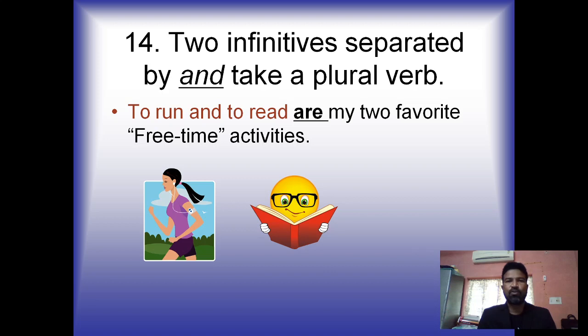Check out. Two infinitives separated by and take a plural verb. For example, to run and to read are my two favorite free time activities. To run. See, first of all, you need to understand what an infinitive is. An infinitive is a verb before which we add to. To run and to read are my two favorite free time activities.